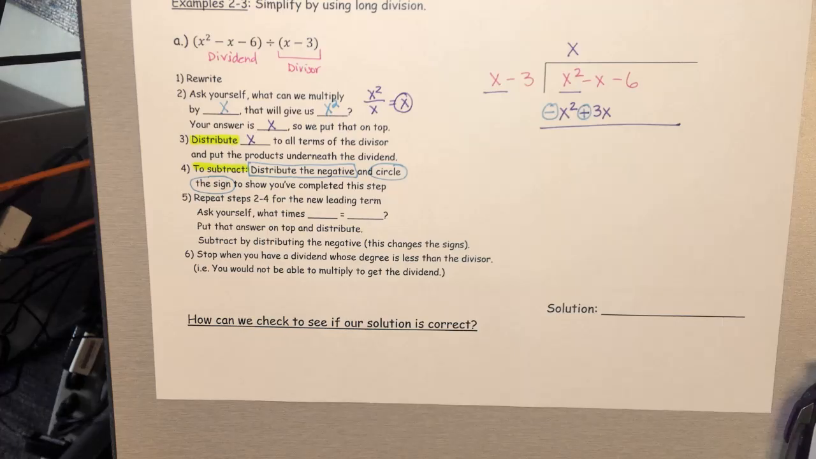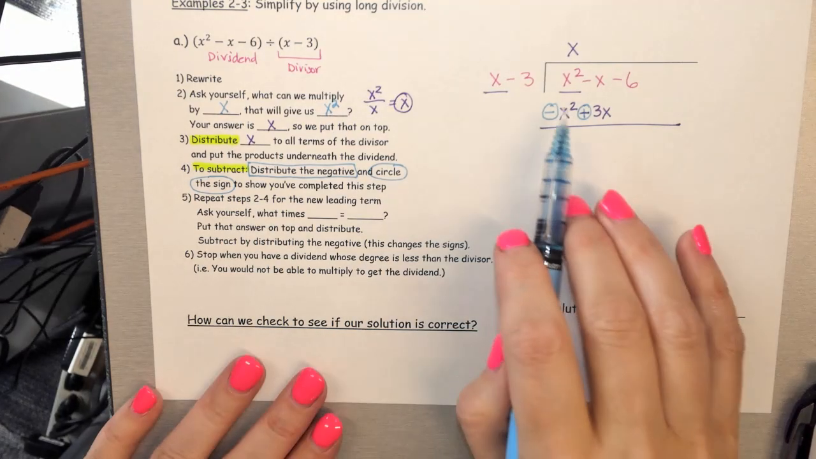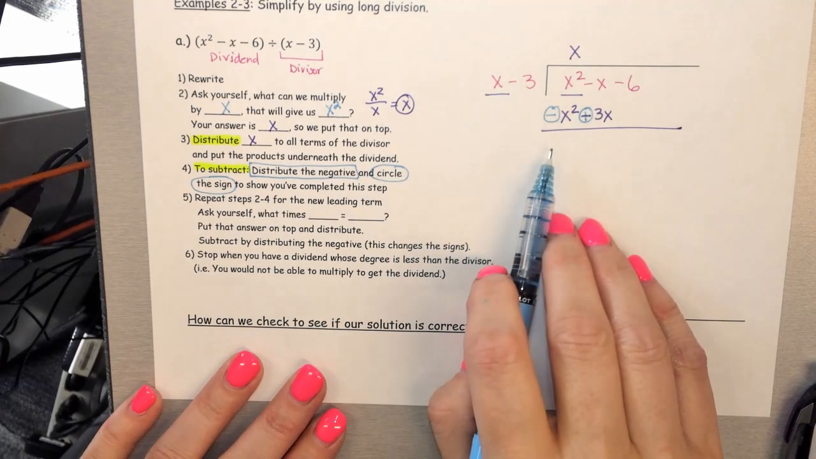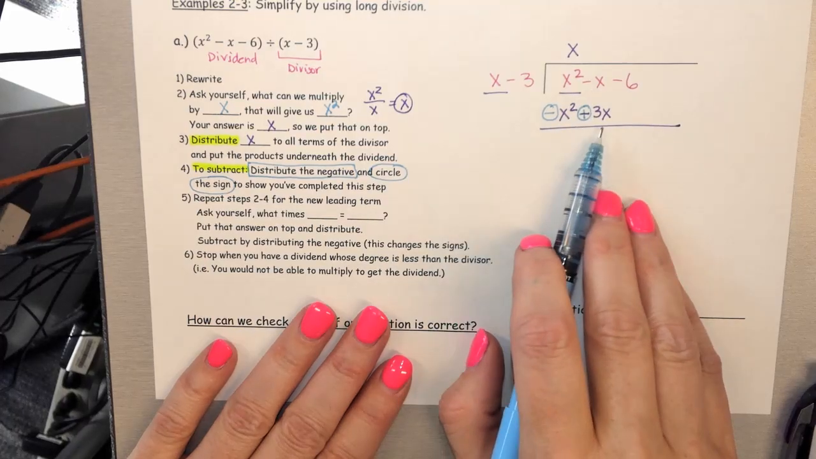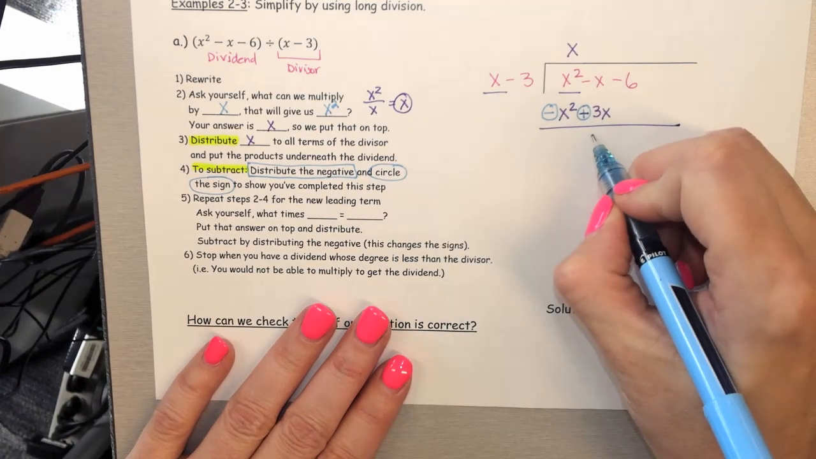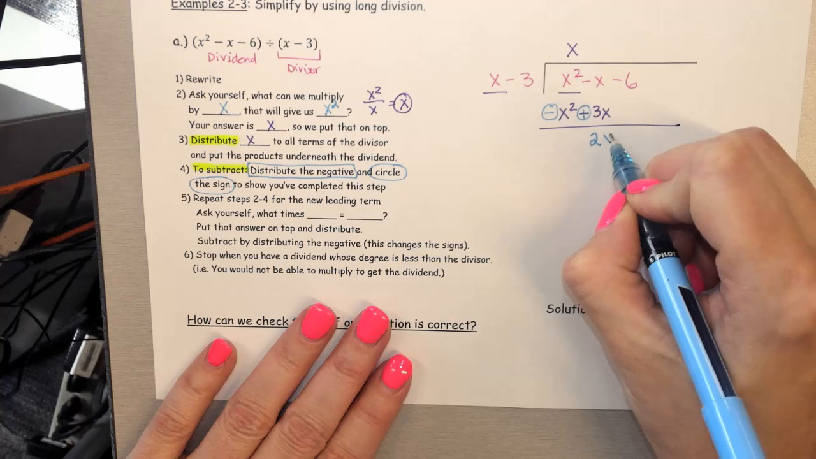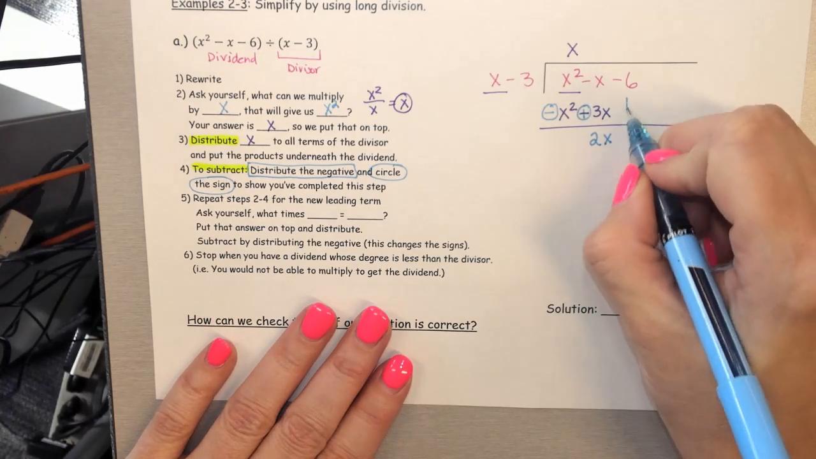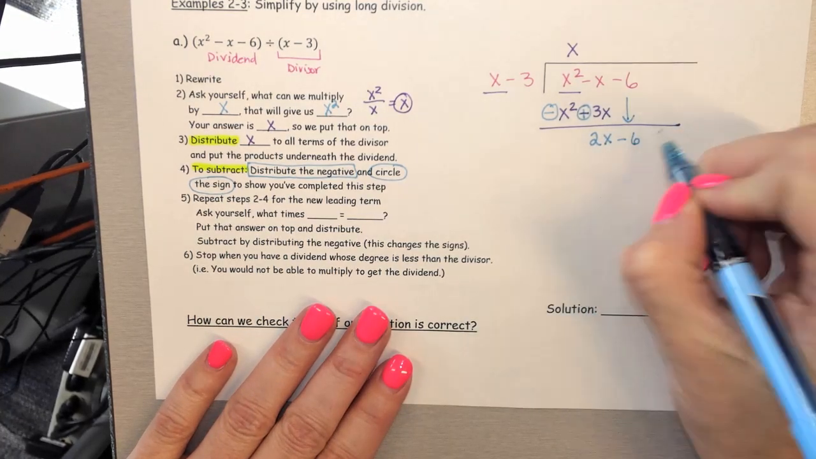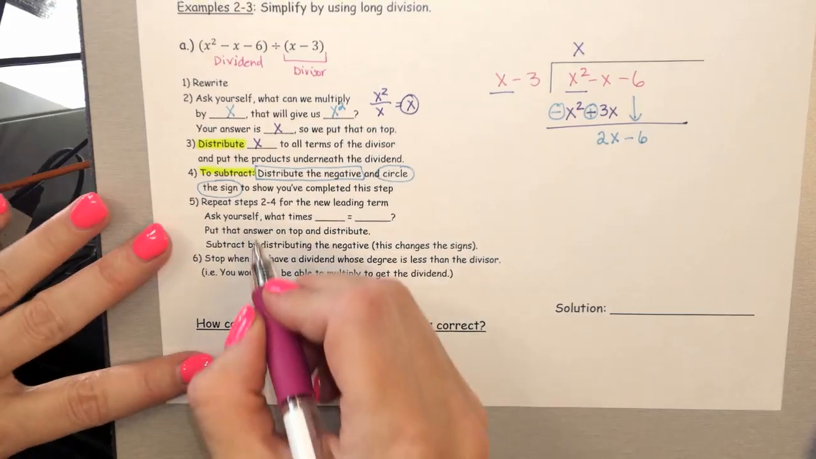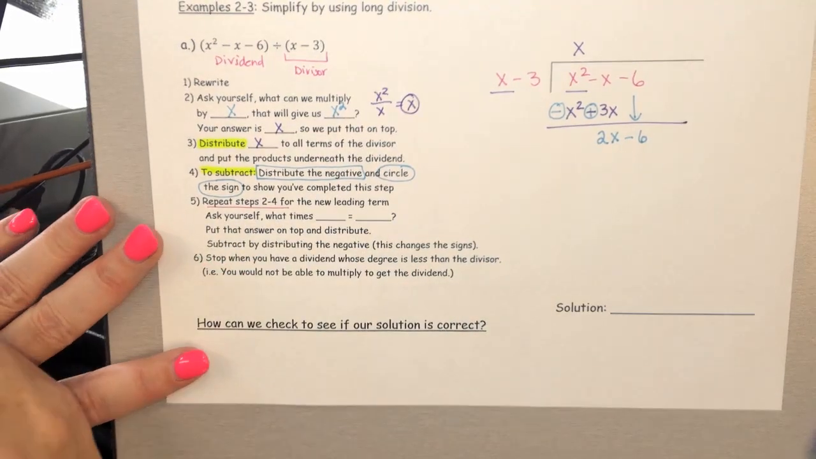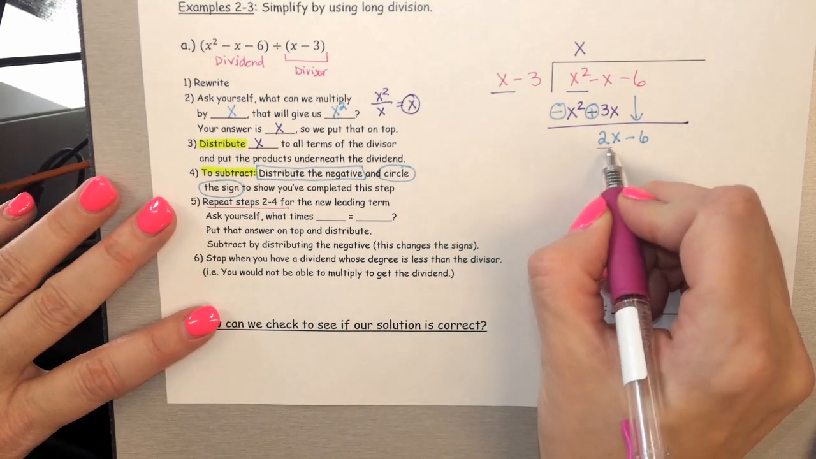From there, you are just going to add straight down. These now are going to be opposites so that when you add down, they cancel. Here, you're going to do negative 1x plus 3x. That's going to give you 2x. And then we are going to drop down the negative 6. And then we start all over again. So we're going to repeat these steps for the new leading term.